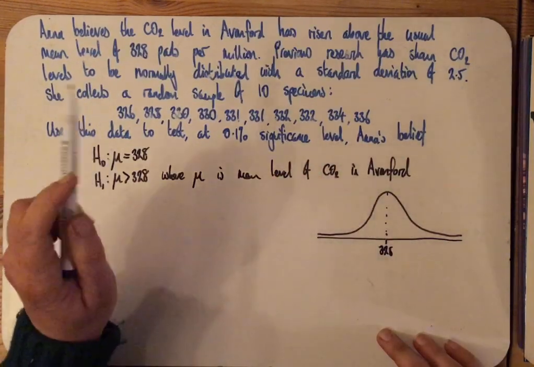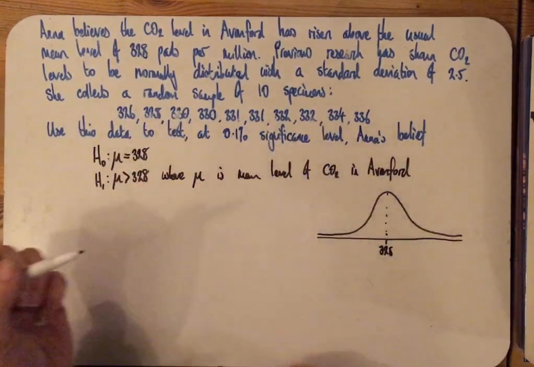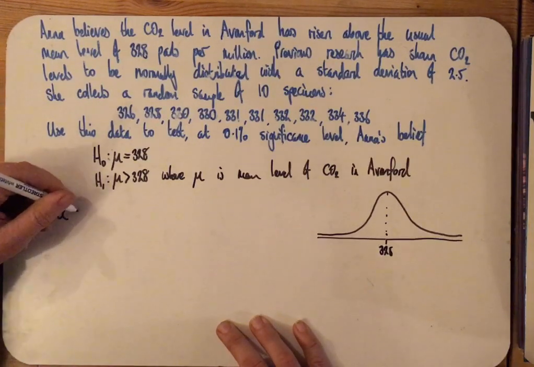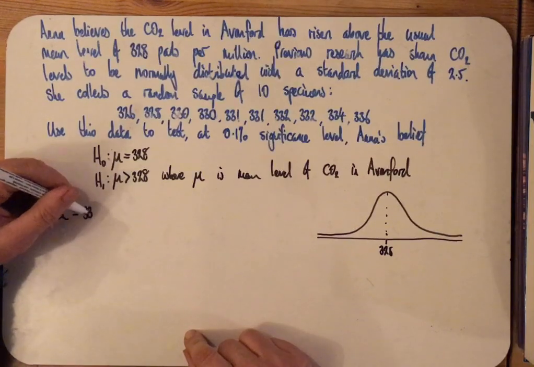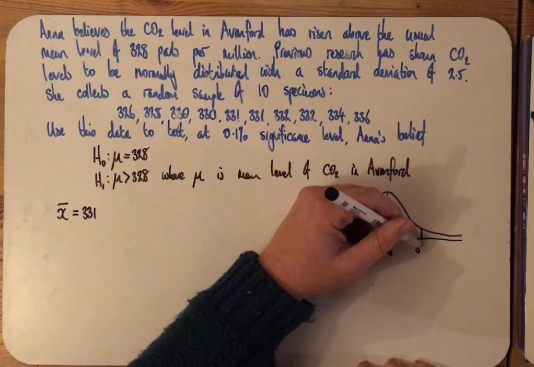And the one that she's got in her specimen is going to be all of these added together and divided by 10. That's the sample mean. So the sample mean comes out as being 331, which is over here on this distribution.